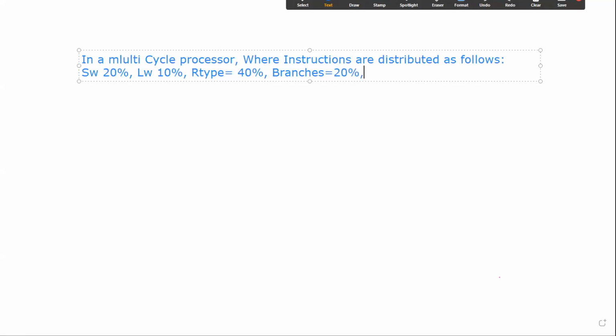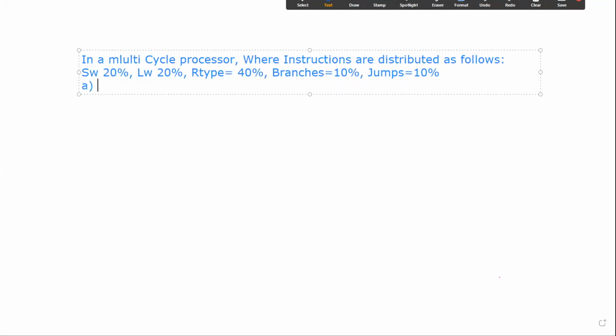Let me check: 20% jumps, 20. So 16, yeah, looks correct. So this is the distribution of instructions that I have, and now I need to calculate two things.